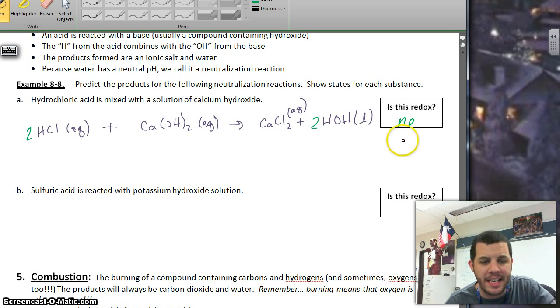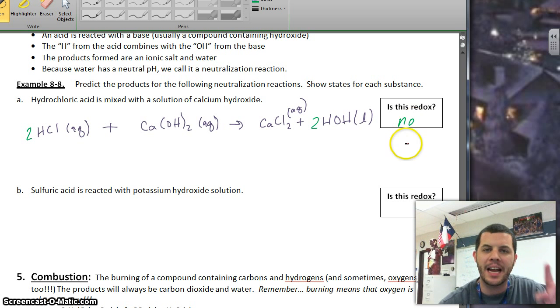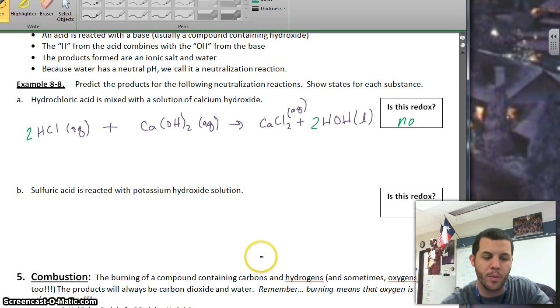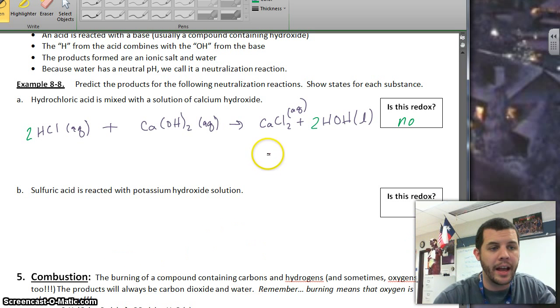So that is an acid-base neutralization. That is double replacement. That is a little bit more of single replacement. That is solubility rules. And we're going to do one more video with combustion reactions later on. And have a great day.